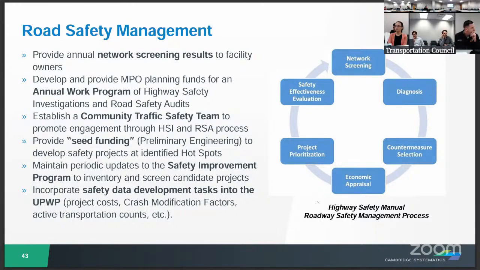I'm looking at seed funding, preliminary engineering to develop safety projects, so using some funds. Continuing to periodically update the overall safety inventory and improvement program to come. And of course, data development tasks as well. Got to do a great job with active transportation counts, but also sharing project costs, crash modification factors, and things like curve inventories, just to support the overall network screening as well.